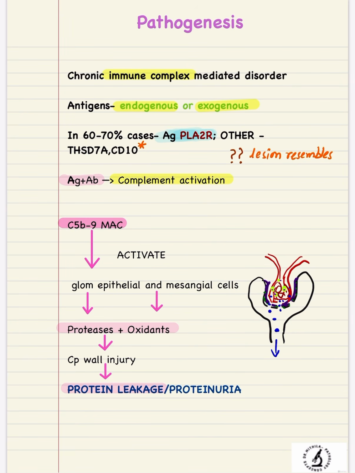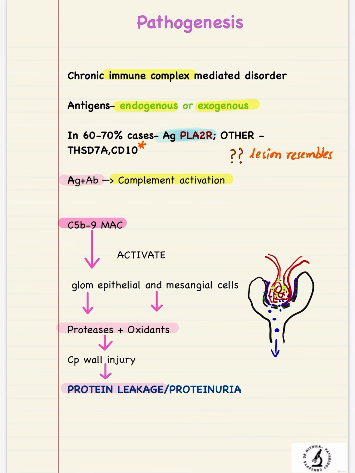Then there are other antigens which play a minor role. One antigen is thrombospondin domain containing 7A, and the other is CD10, also known as neutral endopeptidase, and this protein is important in cases of neonatal membranous nephropathy. So these are the antigens important in primary membranous nephropathy, and the most important is the phospholipase A2 receptor.